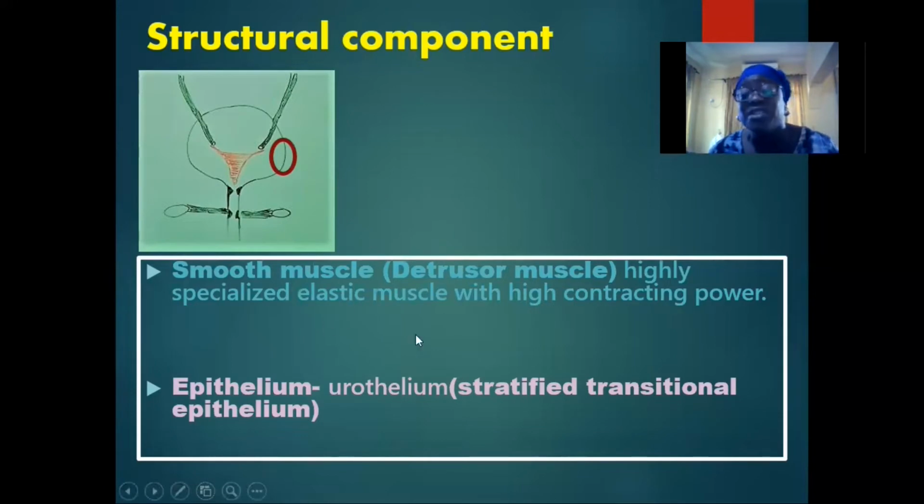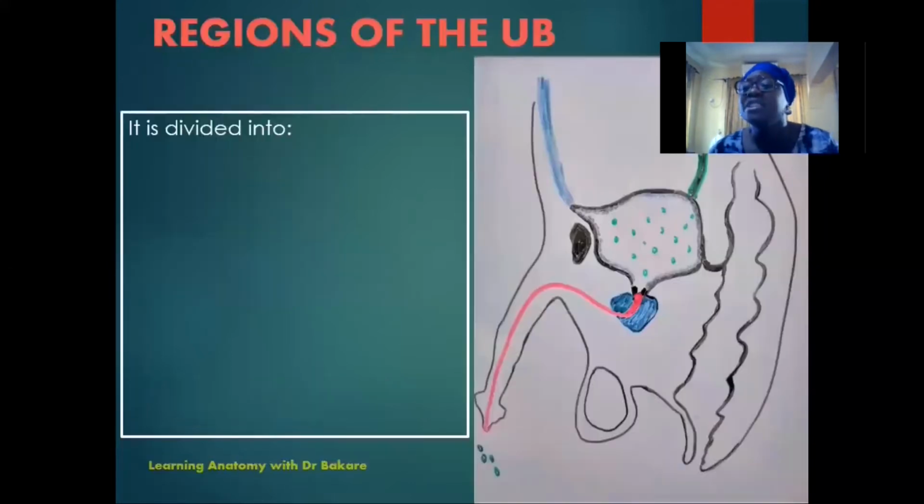These are the two major structures that form the wall of the urinary bladder. We also have some other structures that help to support these two basic structures, and this will be seen in the histology lecture of the urinary bladder. The regions of the urinary bladder.